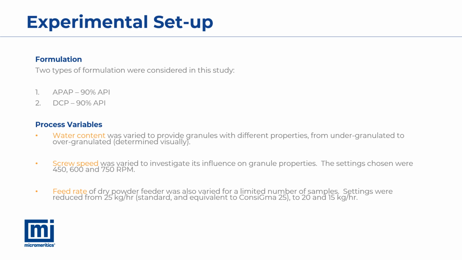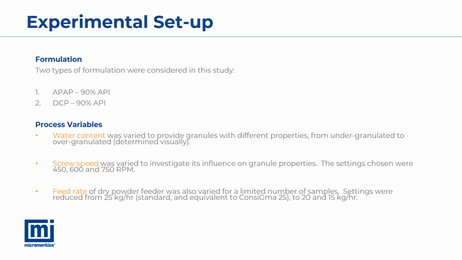Although two formulations, APAP and DCP, were used for this study, it is the process variables which are most relevant. Here, the water content was varied between limits set by visual inspection, i.e. if the water content was seen to produce overly wet granules, then that water content setting was not investigated. Only water contents which resulted in a useful granule quality were used.